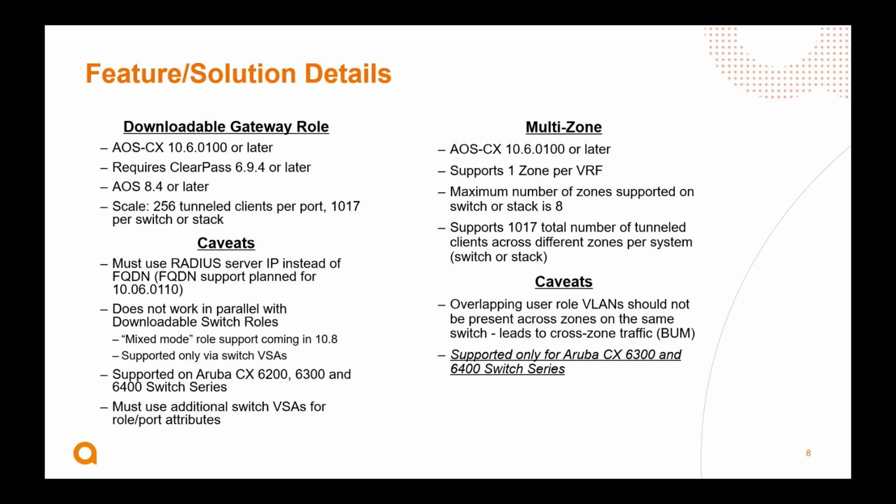Same as the authentication. Where the real meat is, is in the considerations that you need to have in using the downloadable gateway role. Currently, you have to use the Radius server IP instead of the fully qualified domain name. Fully qualified domain name support for the downloadable gateway role is planned in the next 10.6 CPE release, so 10.6.110. It does not work. Downloadable gateway roles do not work in parallel with downloadable switch roles.